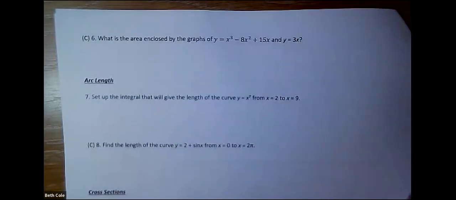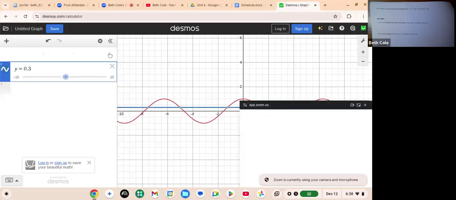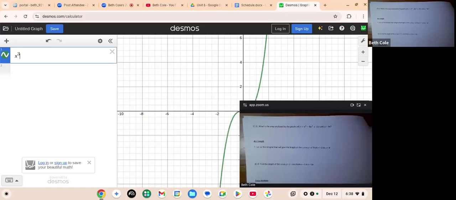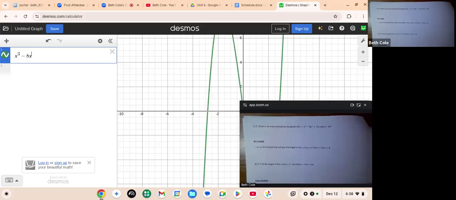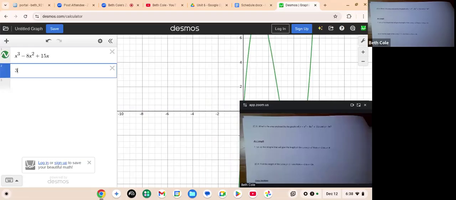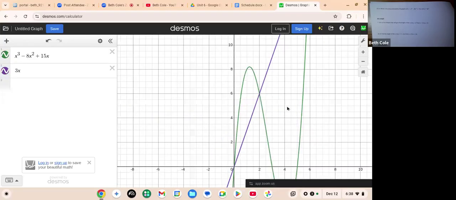All right, this one is also calculator. We want the area enclosed by those graphs. To be real honest, since this one is calculator, I'm going to just go and use the calculator right from the get-go. So let me share my screen again. So I am going to type in both of those equations. So I've got x cubed minus 8x squared plus 15x. And then the other one is 3x. So move this down a little bit.